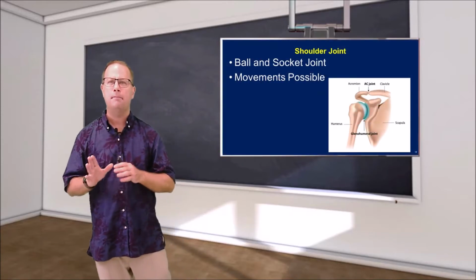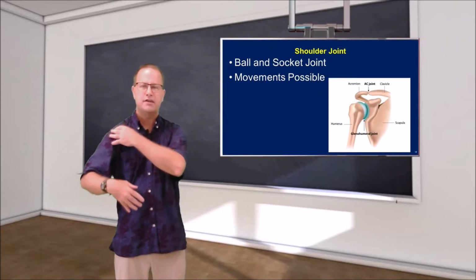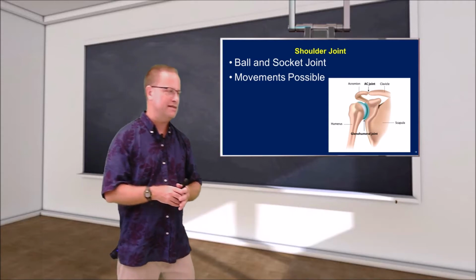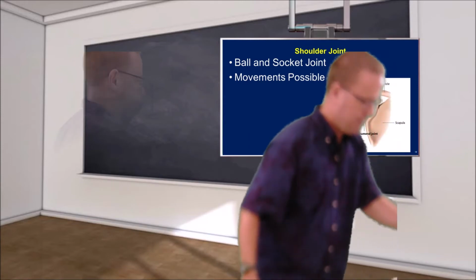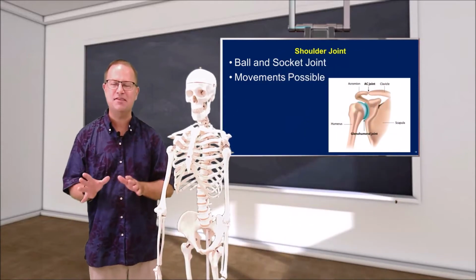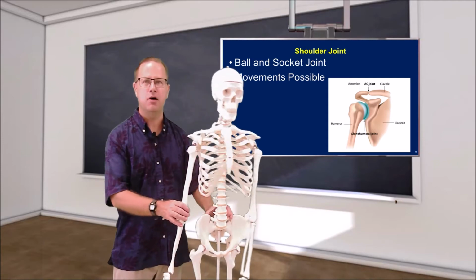Okay, let's talk about our shoulder joints. The next big joint down here is our shoulder. The shoulder is a ball and socket joint, and let me grab our skeleton and show you what that means. Come on, skeleton. Okay, here is Stan the skeleton, ready to show us where our ball and socket joints are.